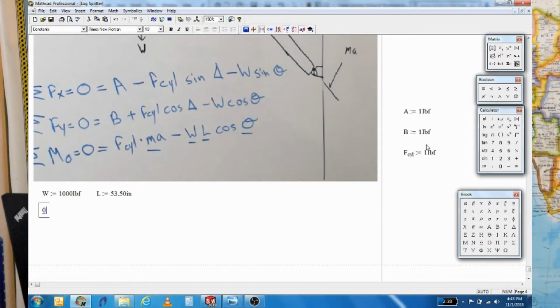So, first equation. Sorry, we need to first get our solid block in there. And our first one is 0 pounds force. Always include the units and the Boolean equals. And that's going to be equal to A minus the force of the cylinder times the sine of our angle delta minus the weight of the load in this case times the sine of theta.